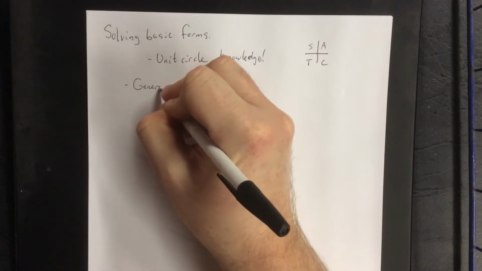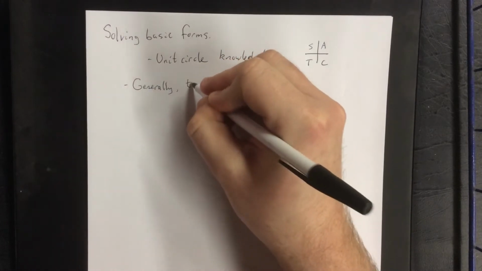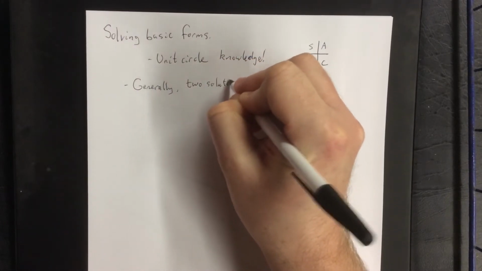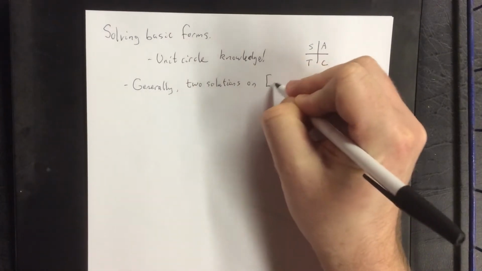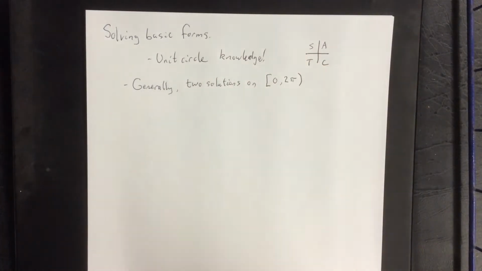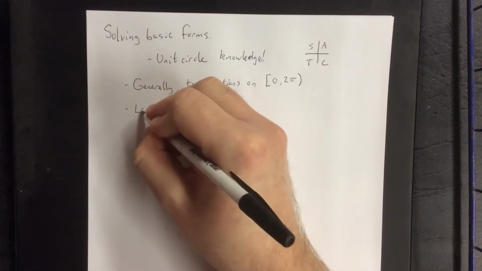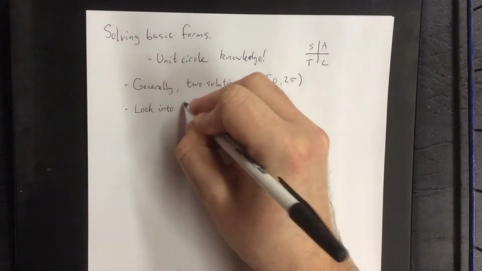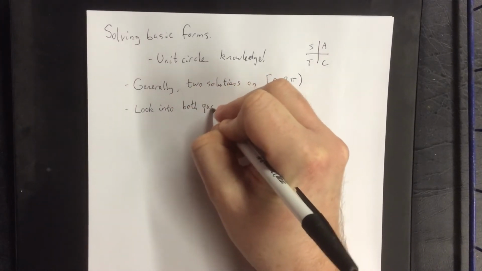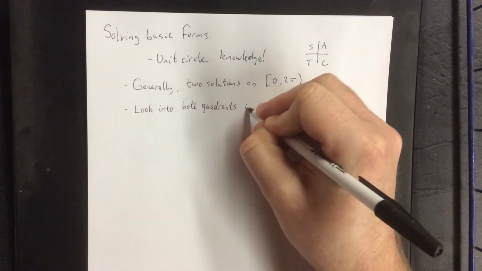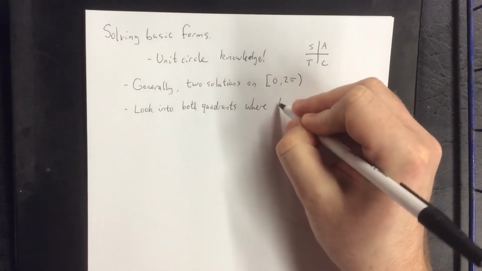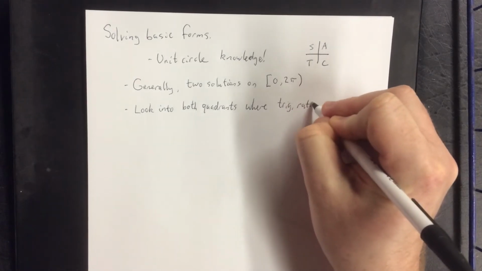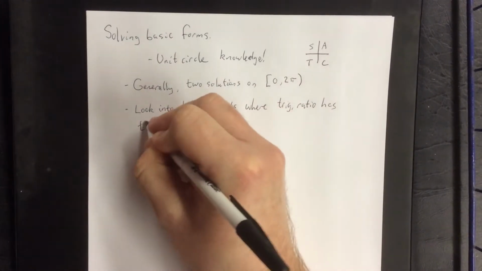So generally speaking, there will be two solutions on the interval from 0 to 2 pi. And the two solutions will be from the two quadrants where the trigonometric function is either positive or negative depending on the given ratio. So look into both quadrants where the trigonometric ratio has that sign.